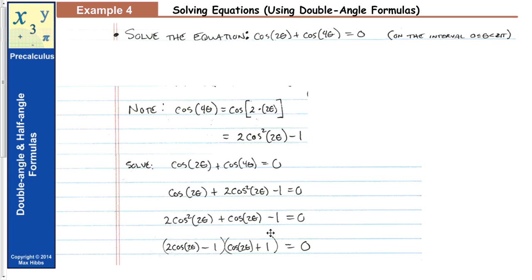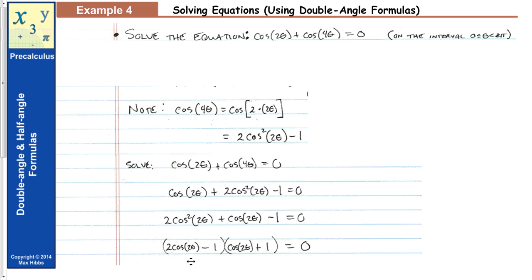And this looks like a quadratic trinomial that we might be able to factor. And in fact, we can. It factors as 2 cosine 2 theta minus 1 times 2 cosine 2 theta plus 1. Just notice, if I multiply first terms, I get 2 cosine squared 2 theta. If I multiply last terms, I get negative 1.